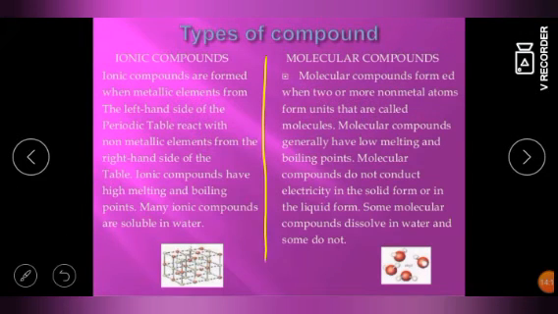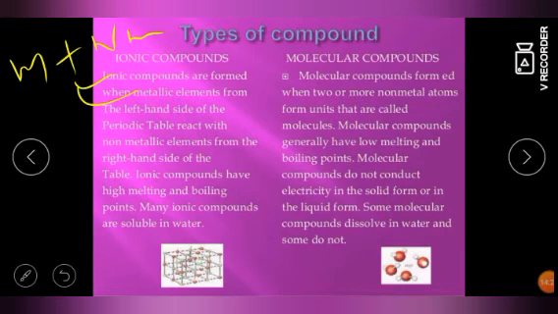There are two types of compounds, ionic compounds and molecular compounds. As the word represents, ionic compounds are formed when a metallic element from the left-hand side of the periodic table reacts with a non-metallic element. It means, very simple, metal plus non-metal forms an ionic compound. For example NaCl, that is salt, the table salt which you are eating, in which Na is a metal and Cl is a non-metal. The metal is showing positive charge and the non-metal is showing negative charge.